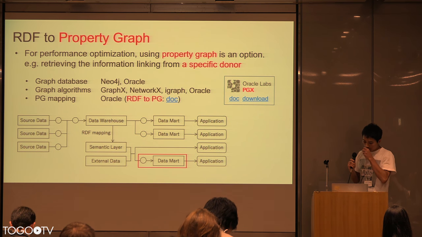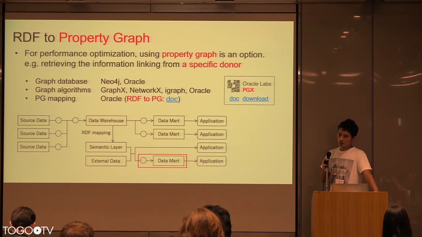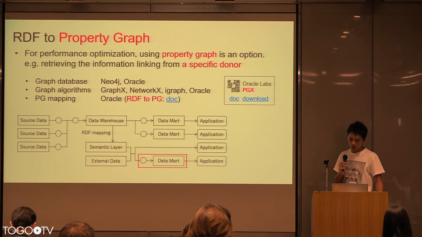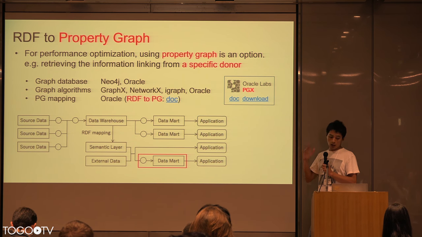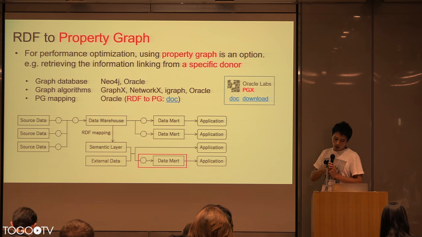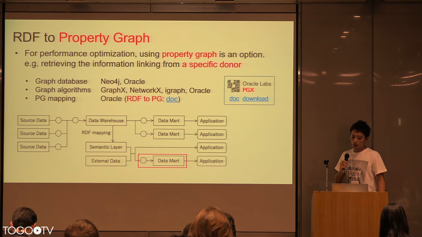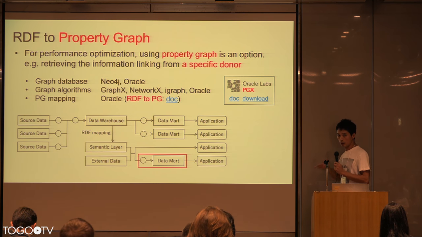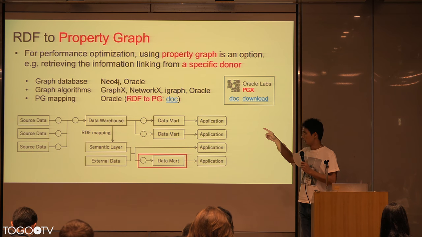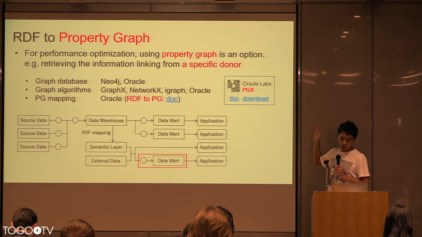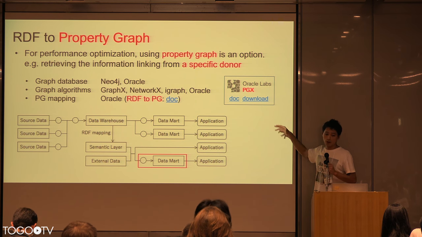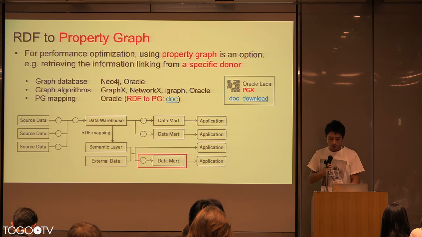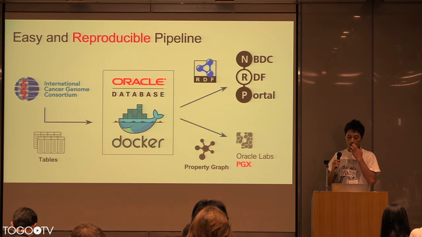And at the same time, executing graph algorithms such as PageRank and shortest path, we can use GraphX, NetworkX, iGraph, Oracle, Titan, etc. But at the same time, I would like to think of the PG mapping, which means the RDF to property graph mapping function of Oracle. So for this biohackathon, I'm going to try this PG mapping function of other databases and Oracle database. The property graph database function of Oracle is freely available from here. So please try, and if you have any questions, please let me know.